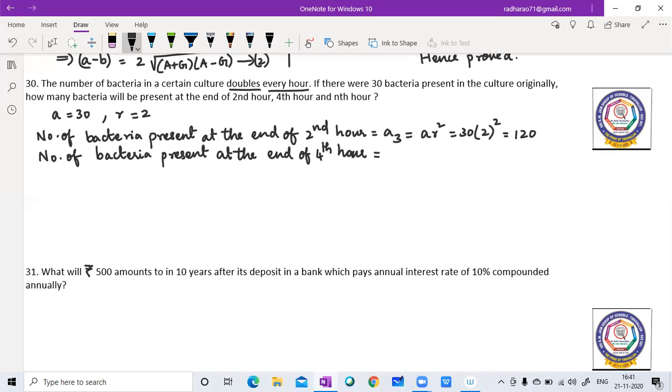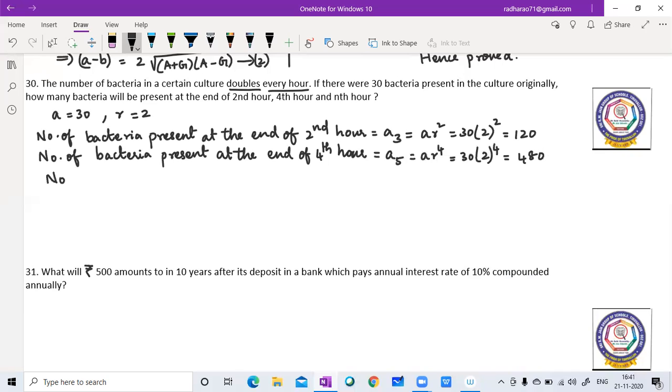So this is 30, the first term a. Then the end of the first hour is the second term. End of the second hour is the third term. Now the end of the fourth hour will be the fifth term. So A5, that is a r power 4. That is 30 into 2 power 4. So what is 2 power 4? 16 into 30 is 480.